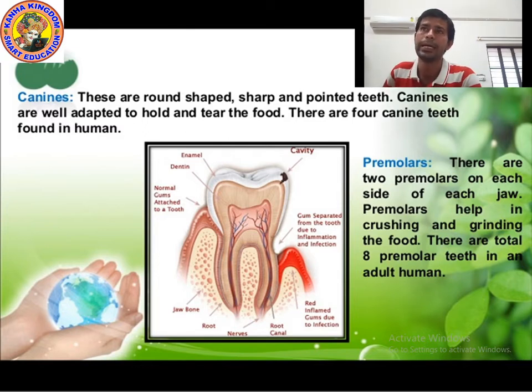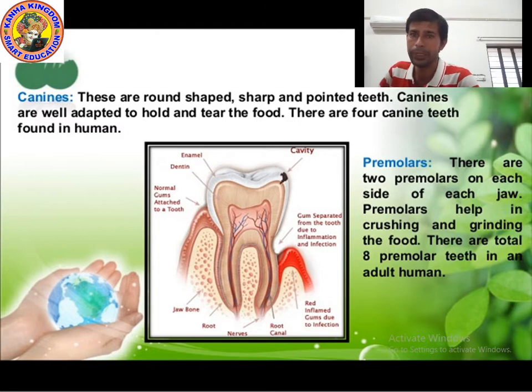Canines are well adapted to hold and tear the food. What is the work of canine? They pierce and tear the food. Yes. They tear the food just like lion and tiger tear the animal, the flesh. In the same way, canines help us.